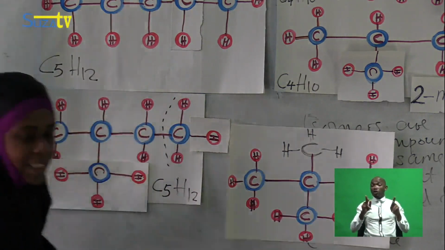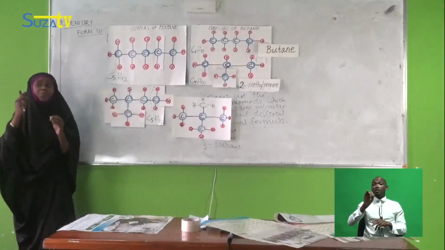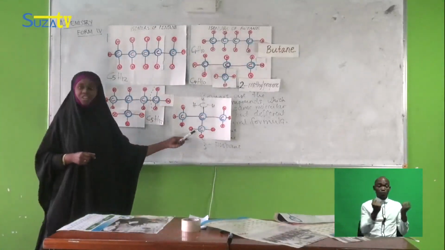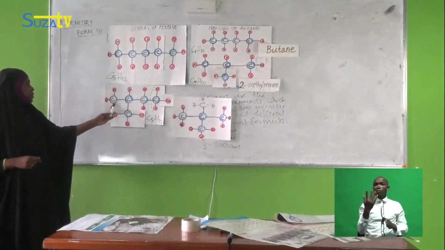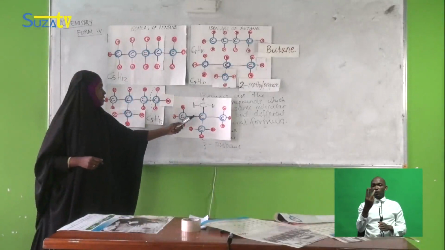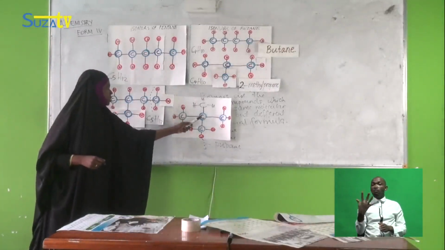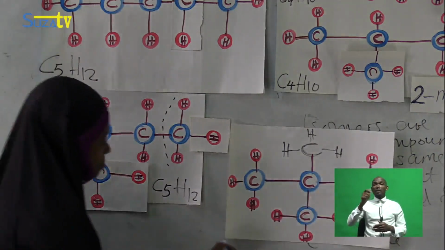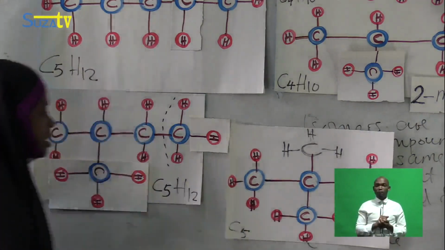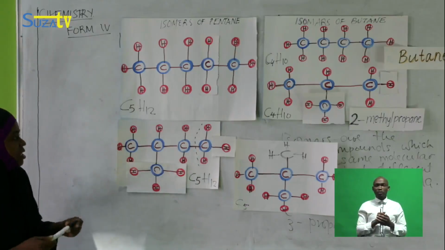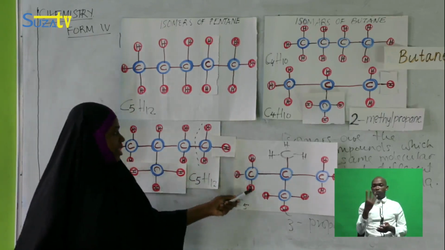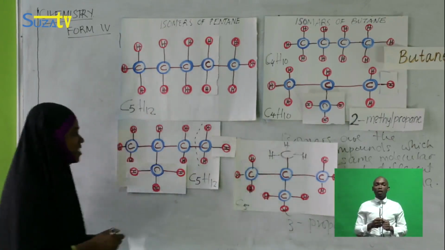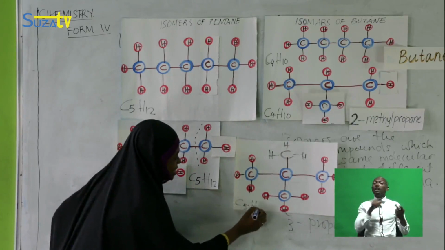So now, let us look if Safia has understood well the concept of isomers by predicting this structure. Therefore, here, how many carbons? Let us count. 1, 2, 3, 4, 5. There are 5 carbon atoms. C5. What about hydrogen? Let us count the number of hydrogen atoms. 1, 2, 3, 4, 5, 6, 7, 8, 9, 10, 11, 12. There are 12 hydrogens again.